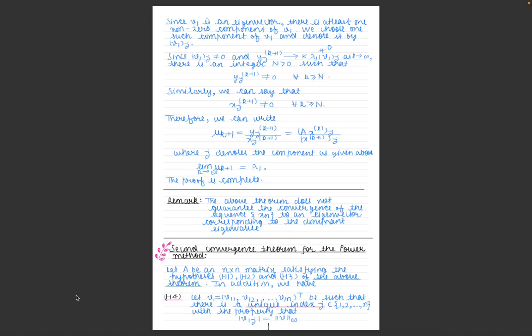Now what does it mean? It means that as k goes to infinity, it precisely means that there is a positive integer capital N such that y_j^{k+1} is non-zero. Anyway, this will be non-zero after a certain stage. Because if no such stage exists, which means this is a zero, because this is non-zero. See?